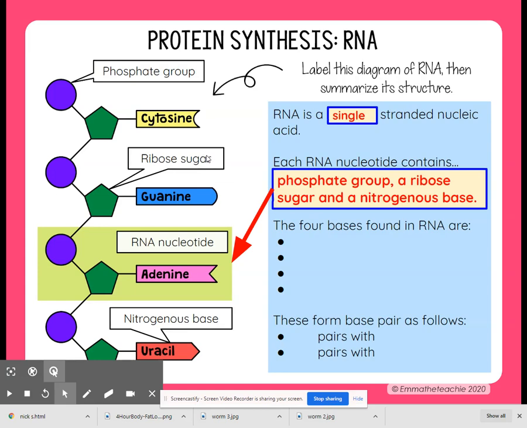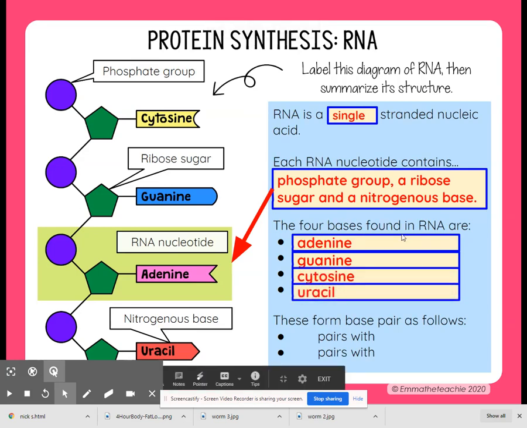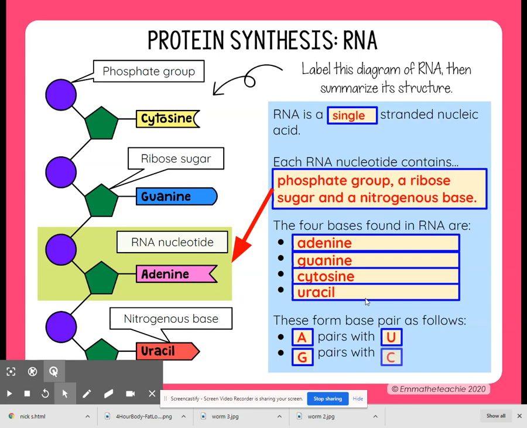And then I want you to write the 4 bases that we can find. So they're the 4 colors right here. So we have adenine, guanine, cytosine, and then we have uracil as the 4th base in RNA that's slightly different with DNA where it would be thymine. And then the base pairs at the bottom, adenine is going to pair with uracil, so A pairs with U, and then G pairs with C.